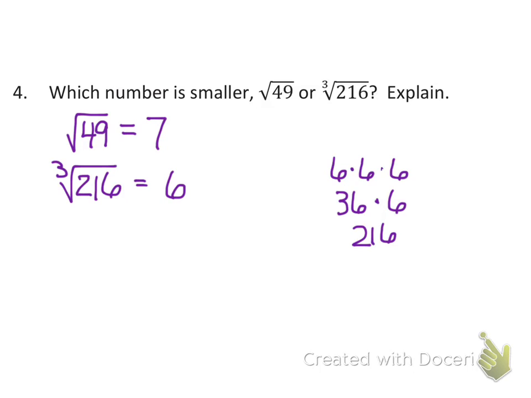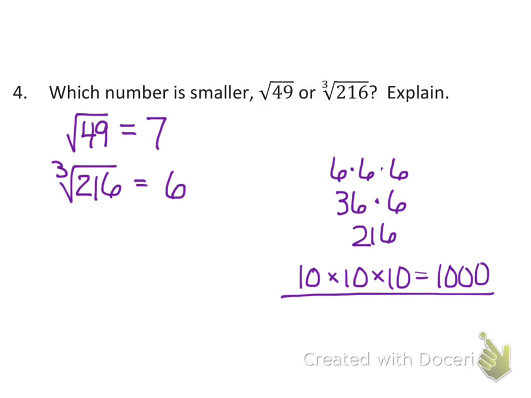Now this might take a little bit of guess and check to find some of these. So it's not a problem if you had to guess and check with the cube root of 216. You might guess something like 10. 10 times 10 times 10 is equal to 1,000. So I know the cube root of 216 has got to be less than that, right? So I could begin checking some numbers. So what do we know then? We know that the cube root of 216 is less than the square root of 49.